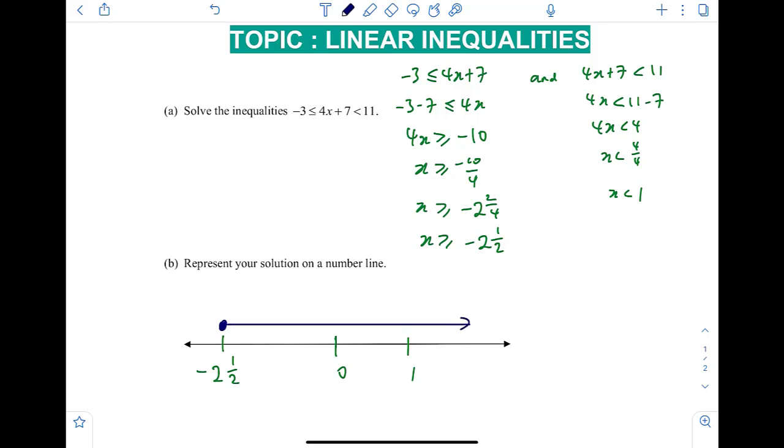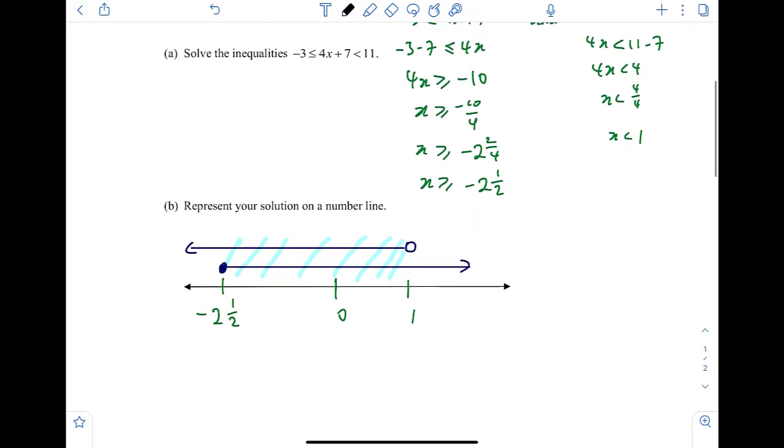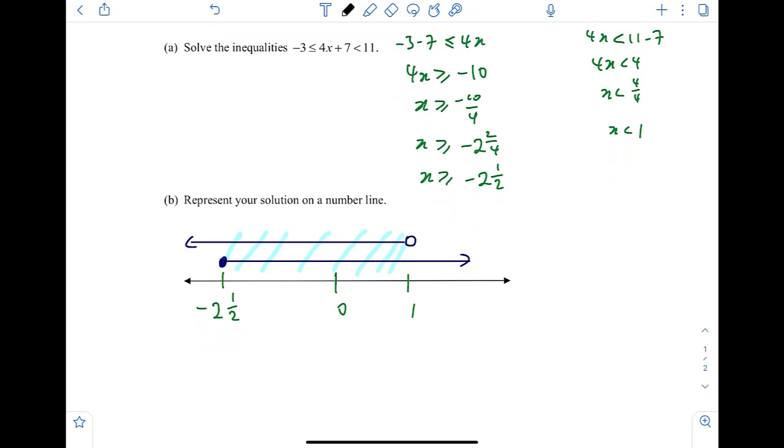And then x is less than 1. Don't shade because it's not equal to. So your solutions will lie in this particular region over here. Okay, so this is our solution, which means that if we go back, x has to be less than 1 and more than or equal to negative 2.5. Okay, the final solution is as such.